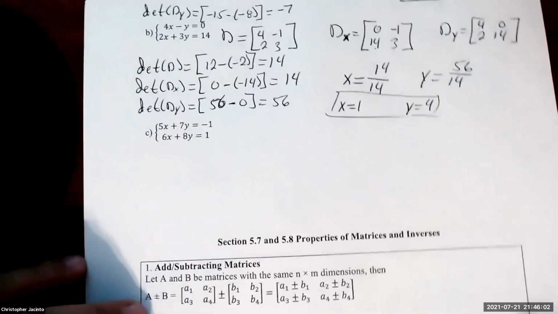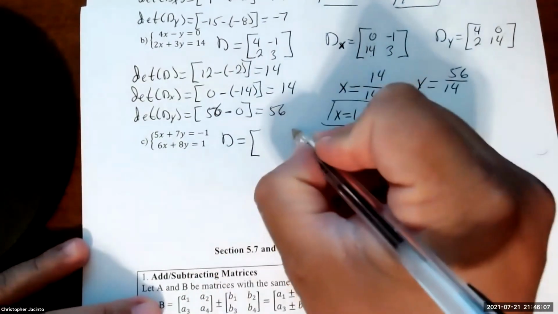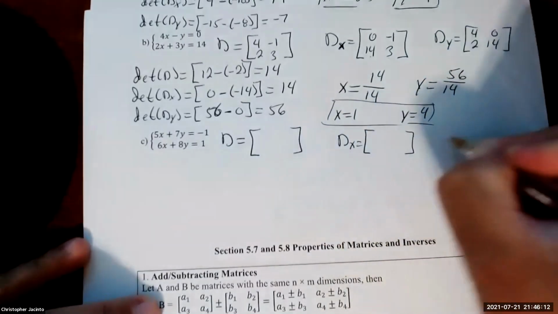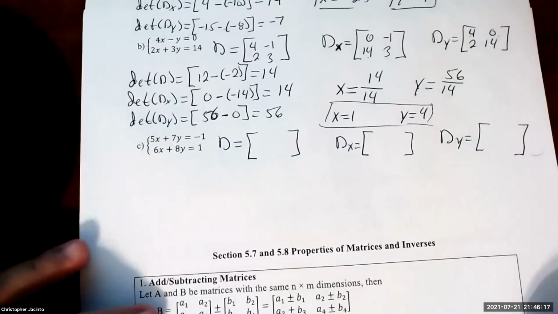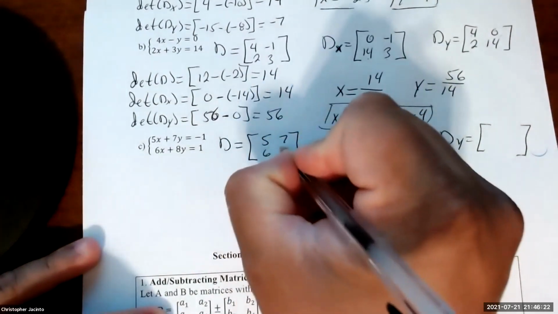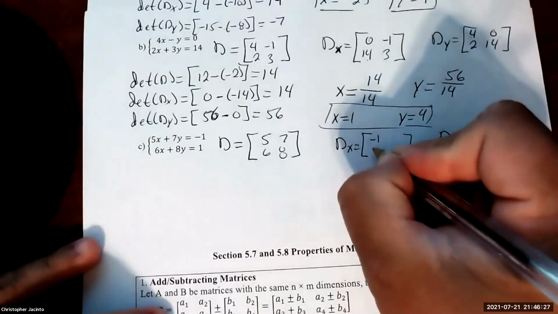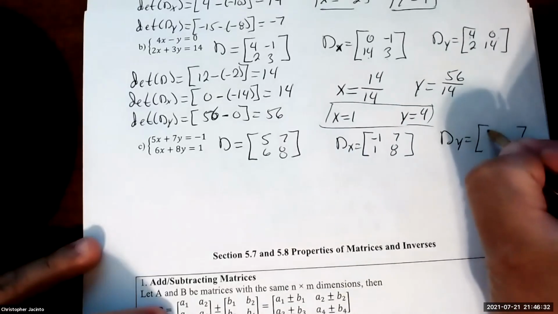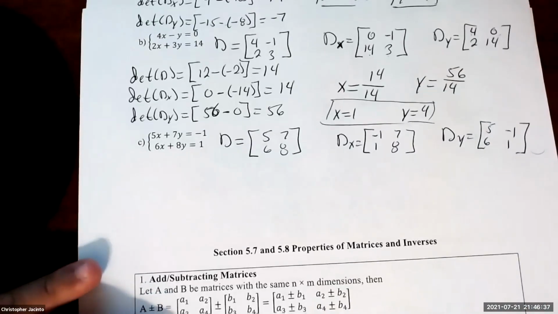All right, so let's do our last example here. Same thing, using Cramer's rule. So we need d, dx, and dy. All right, so d is going to be 5, 7, 6, and 8. Dx is going to be negative 1, 1, 7, and 8. And then dy is going to be 5, 6 down here, and then negative 1, 1 there. Right?